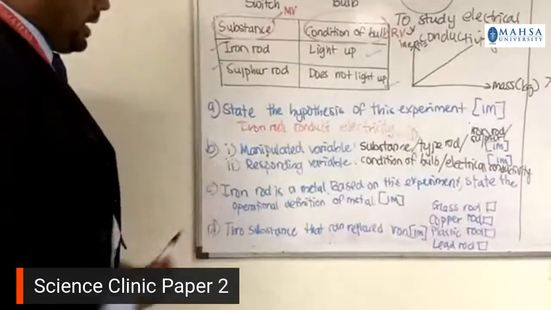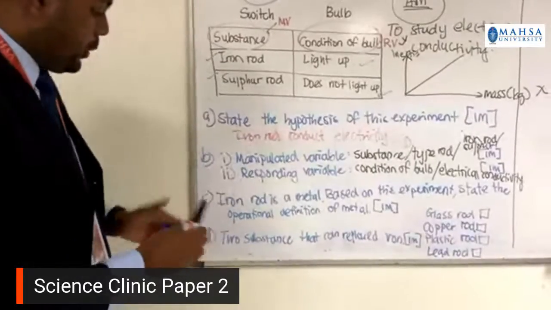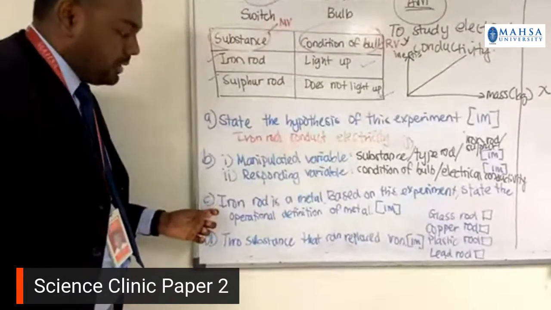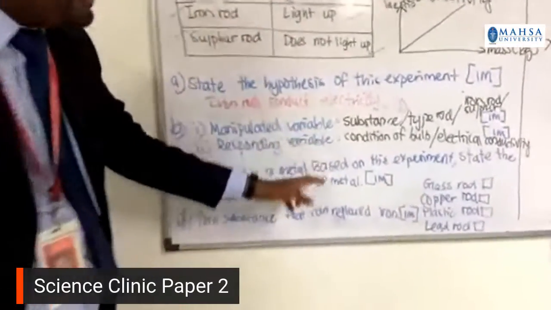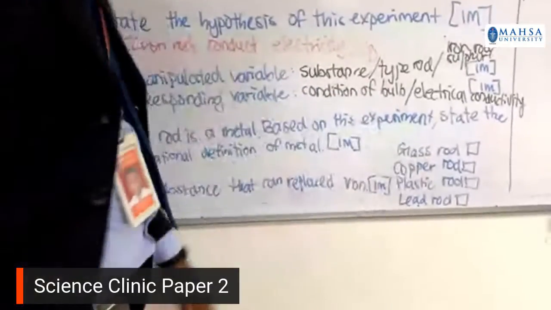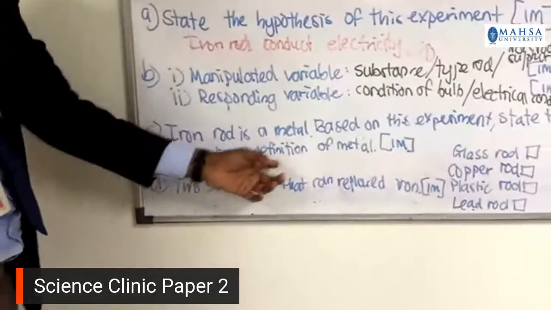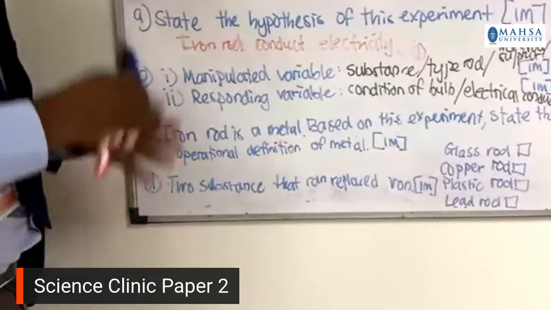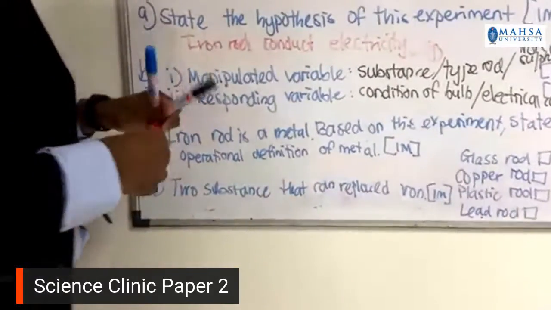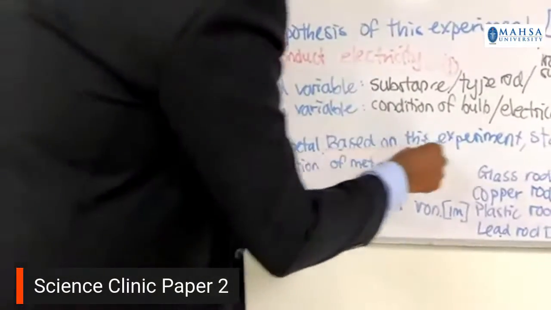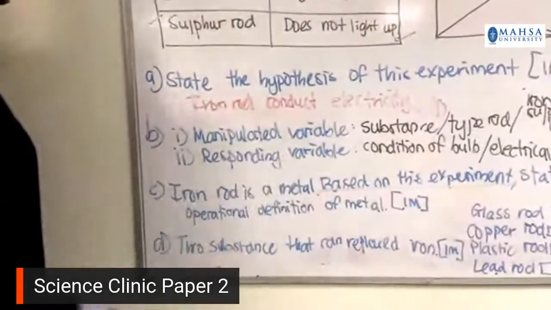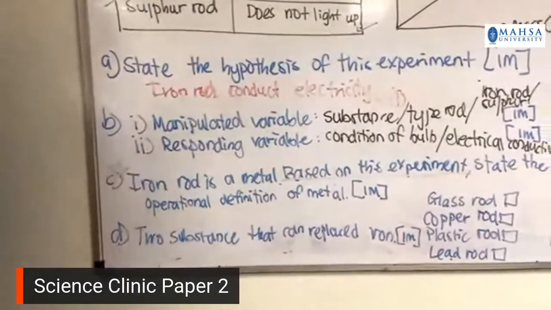Okay, moving on to the next question. The next question says that iron rod is a metal. Based on this experiment, state the operational definition of metal. The question is very clear. They say that based on this experiment. In this question, most of the students will trap themselves.